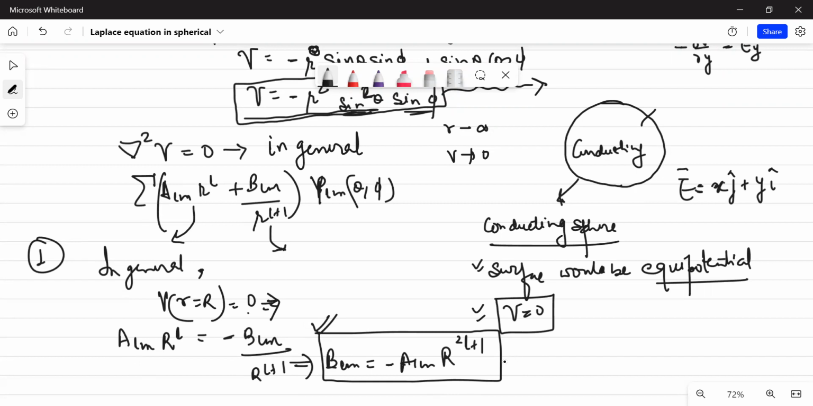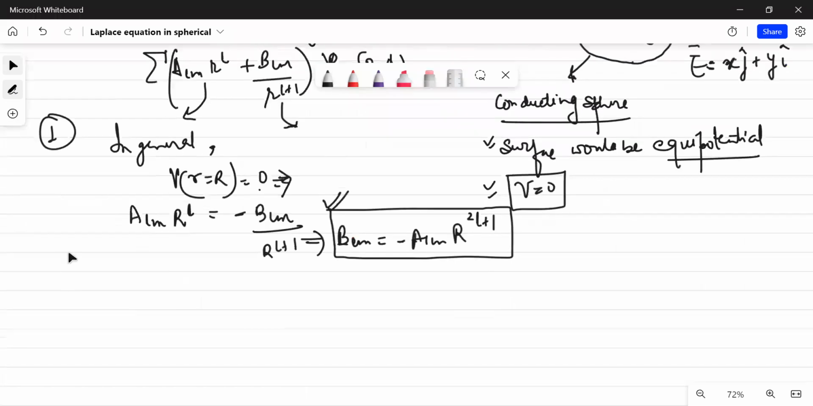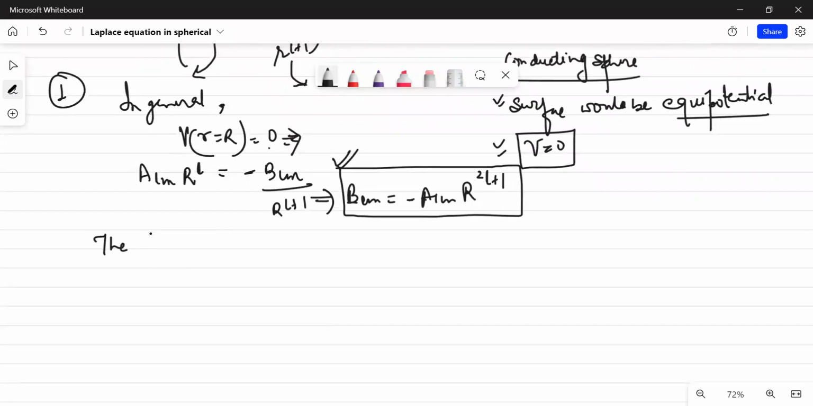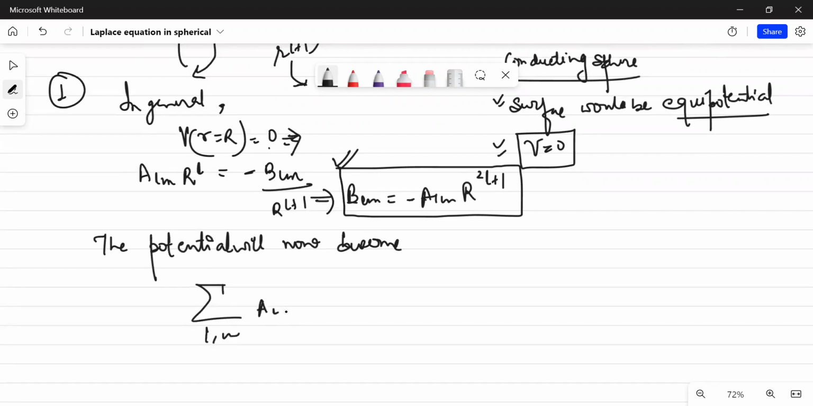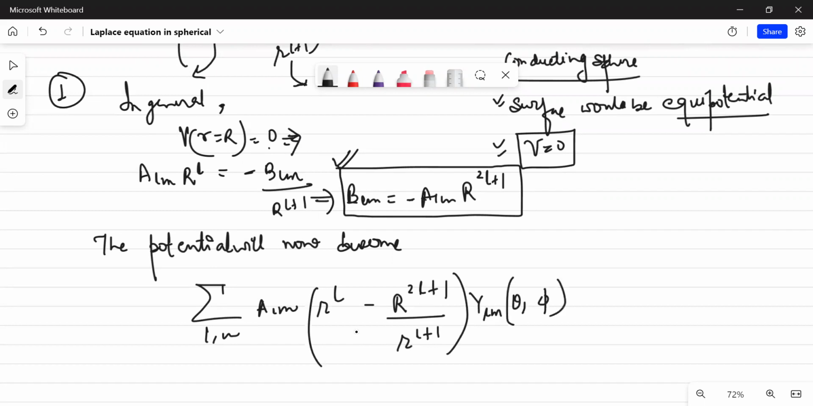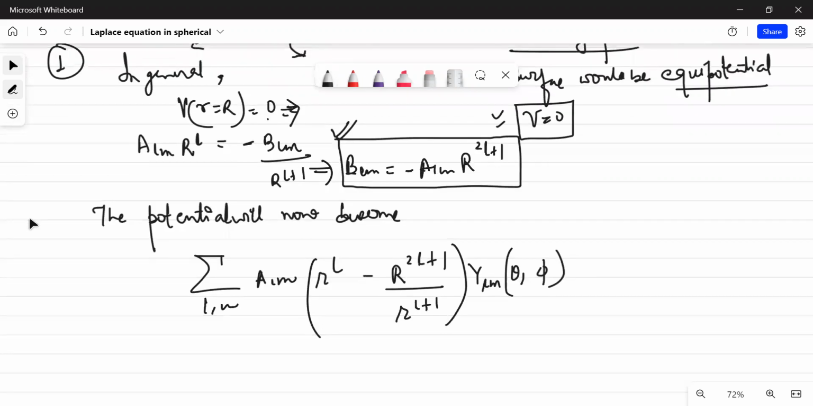R to the power 2l plus 1. Okay. So overall, my potential term will now become, I think it will be like summation over L comma M of ALM r raised to power L minus r raised to power 2l plus 1 divided by r to the power L plus 1, and then you have this Y LM theta comma phi. Okay, so this is how it is. So potential will now become this way. Okay, this is one thing.